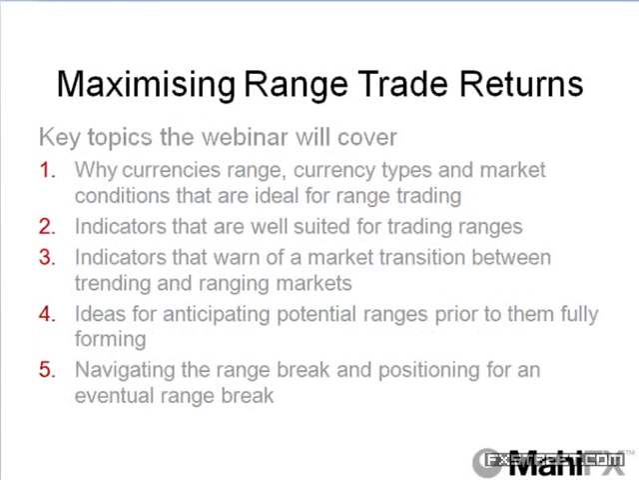So moving on to what we're going to cover here today, we're going to start with a bit of theory on why currencies range, currency types and market conditions that are ideal for range trading. But the focus is going to be on trading ranges and the practical implementation. We're also going to look at whether the market is a ranging or a trending one and what the transitions are between them, which indicators are suited to helping us trade the range, which help us tell when it's moving from a trading range to a trending market.